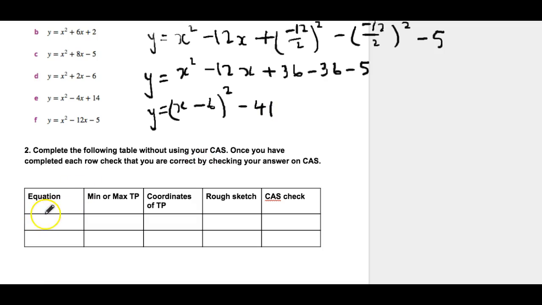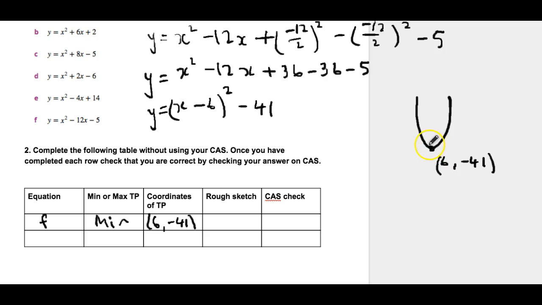All right, so my equation, I did F, I'm not going to bother writing it out. It's a minimum, okay, and it's a minimum because it's a positive parabola. It looks like this, okay? Minimum is down the bottom, maximum is at the top. The coordinates of your turning point are (h, k), so h is 6 and k is negative 41. That's going to be a pain in the bum to sketch, but there it is anyway. We just basically say that's the point. Hold on, no, sorry, just thinking aloud. Negative 41.